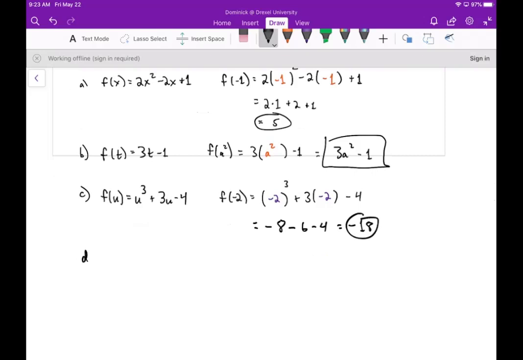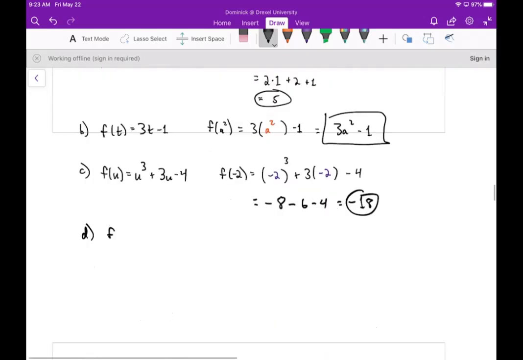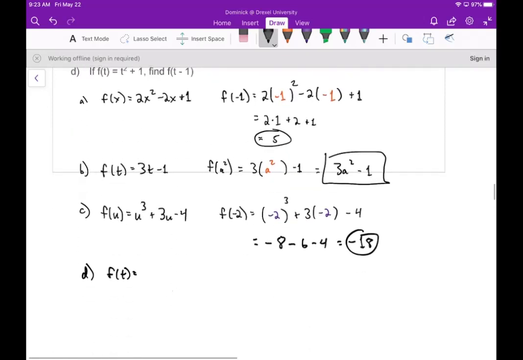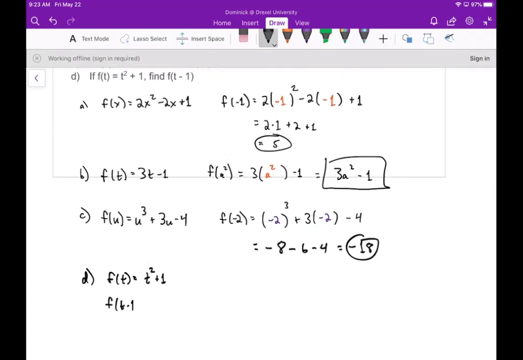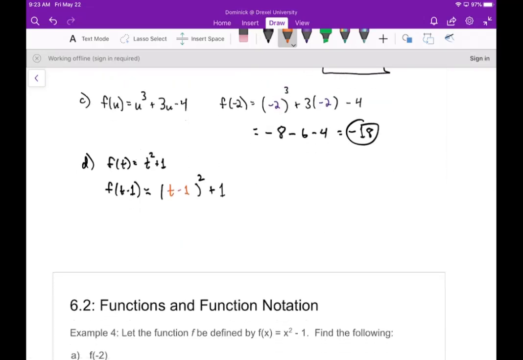Okay, and then finally part D, we get that f of t is equal to t squared plus 1. And we want to find f of t minus 1. So now, again, I'm replacing t with t minus 1. So I need to replace inside parentheses t with t minus 1. Well, now we can use that special formula for squares, or you could just write this twice and FOIL it, but you're going to get that this is t squared minus 2 times the product of t and 1, which is just 2t, and then plus 1 squared, which is 1. Okay, and then plus 1. So it looks like we're going to get a t squared minus 2t plus 2.